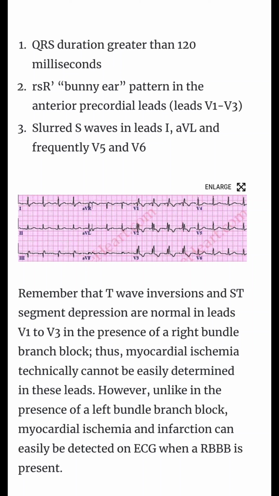In complete RBBB, QRS duration is greater than 120 milliseconds, with RSR pattern in V1 to V3 and slurred S waves in lead 1, AVL and frequently V5 and V6.